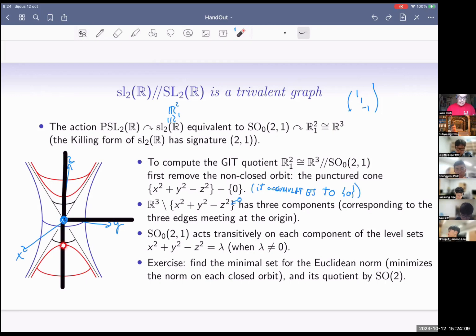Same thing in the lower leaves. So each leaf, there is only one point that minimizes the distance. And for the exterior leaves, so for the cedar leaves, these ones, there is a whole circle that minimizes the distance. Okay, it's just a circle. This minimizes the distance of the leaf to the origin, but if you divide by the action of the SO2, you just get one point.